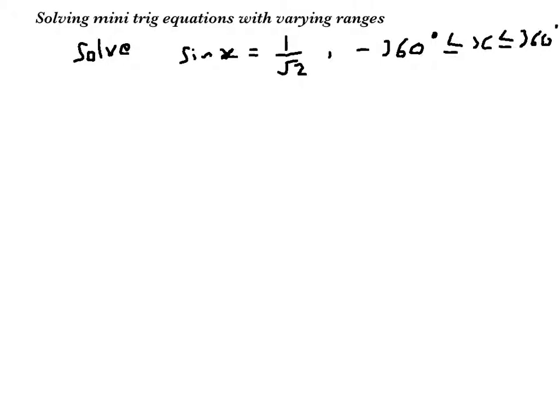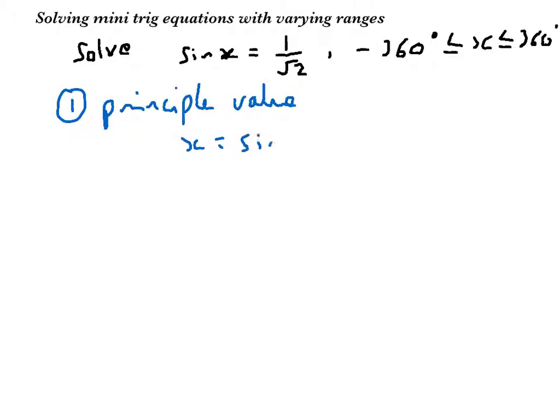So this time we've got a question where the range is not between 0 and 360 degrees. What becomes apparent now is the importance of the period of sine, cos, and tan. We're going to solve this in the normal way. Step 1, principal value. Remember, put it in your calculator: x equals sine to the minus 1 of 1 over root 2. You could use a calculator or special triangles. This is 45 degrees. Step 2, check range.